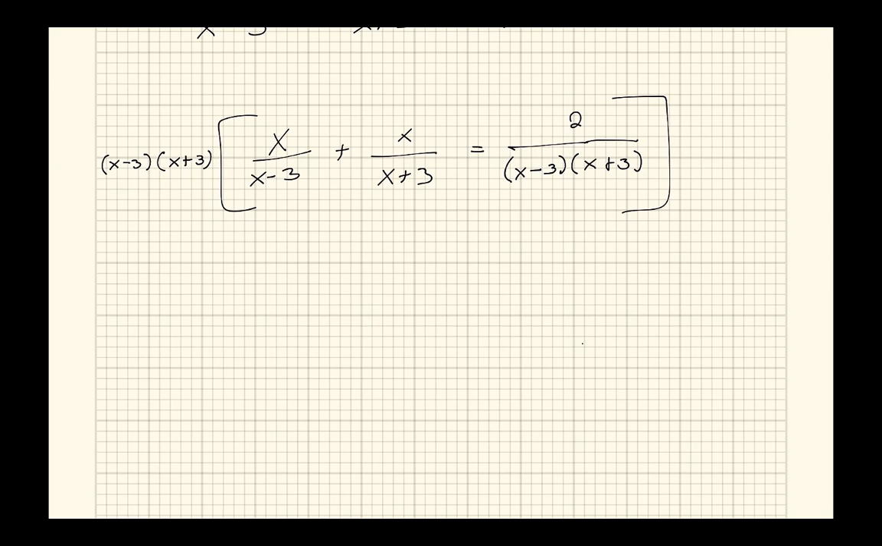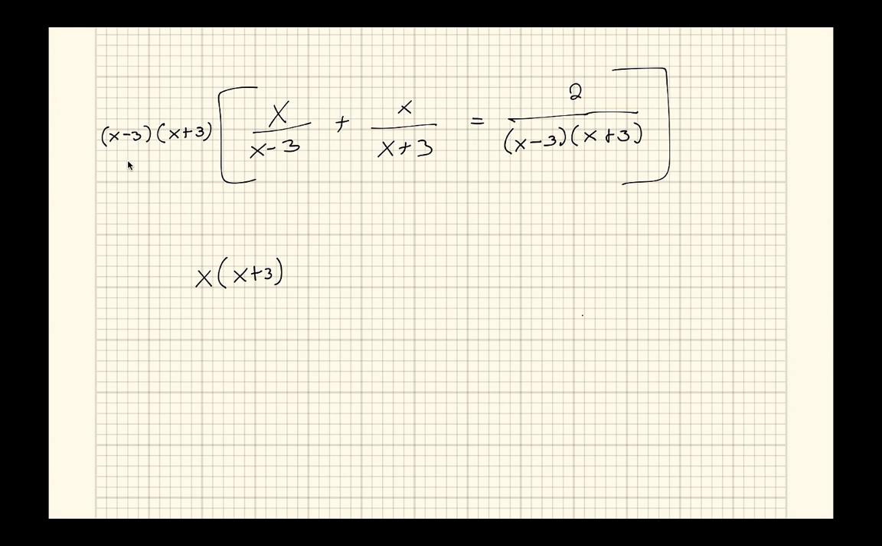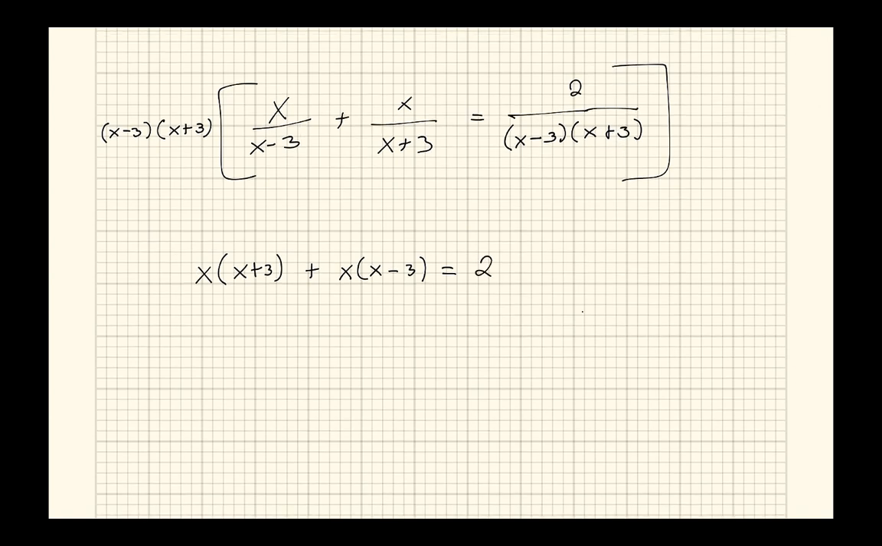So this next step is going to look like x times x plus 3. Then if we distribute these two across this term, x over x plus 3, the x plus 3's will cancel. You'll be left with plus x times x minus 3. Then if you distribute these two across this term, both cancel, and you're just left with 2. Hope that makes sense.